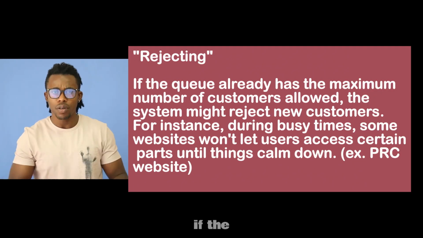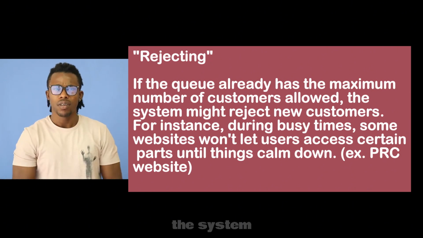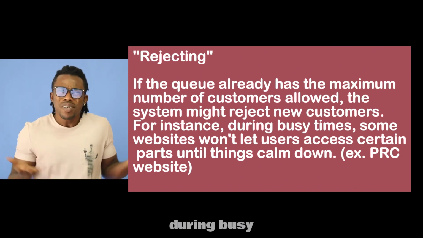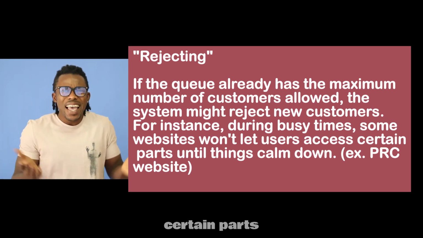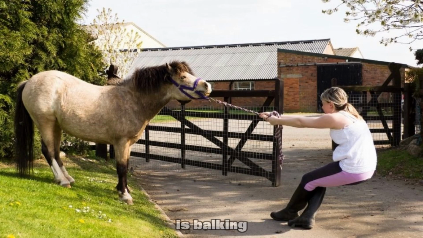Rejecting. If the queue already has the maximum number of customers allowed, the system might reject new customers. For instance, during busy times, some websites won't let users access certain parts until things calm down. Example, the PRC website.